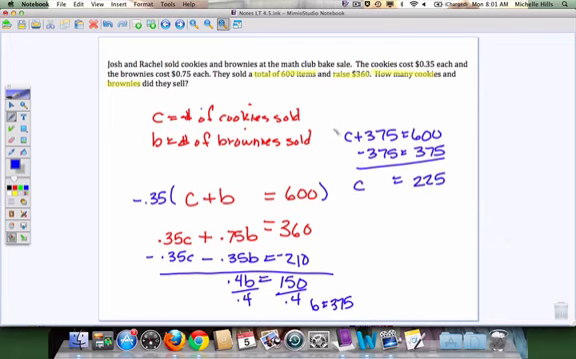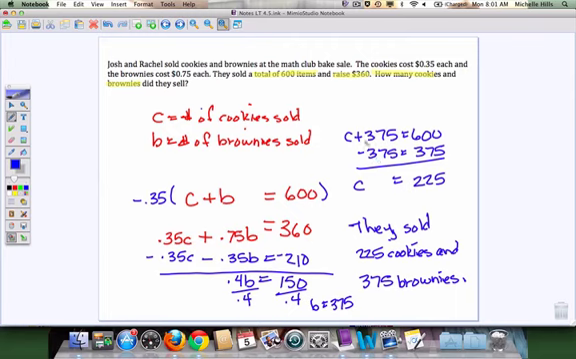I'm actually going to answer the question being asked. So, using a complete sentence, they sold 225 cookies and 375 brownies.